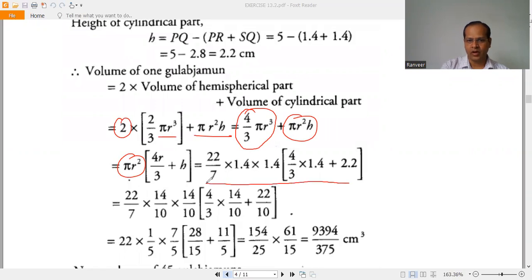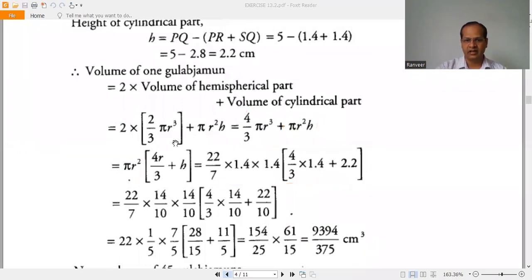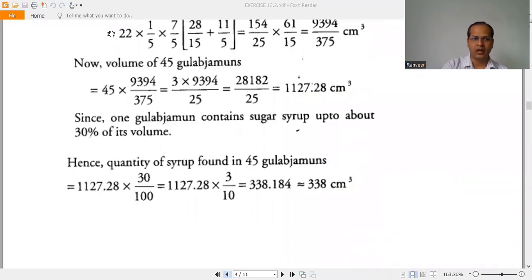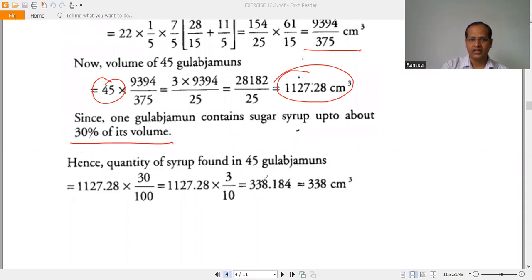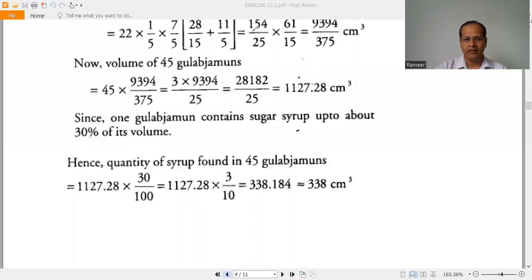So we have to write all the values, and at the end we find that the volume of one gulab jamun is 9394 divided by 375. So for the volume of 45 gulab jamun, we just multiply the volume of one gulab jamun by 45, then we get this volume. Since one gulab jamun contains syrup 30% of its volume, for the 45 gulab jamun we just multiply by 30%, that is 30 by 100, and this gives 338 centimeter cube. So this is the quantity of the syrup found in 45 gulab jamun.